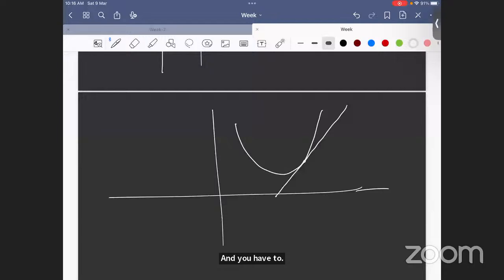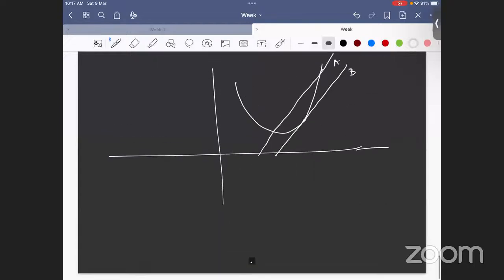Is this a tangent? Which of them is a tangent, A or B? B. B is a tangent. Yeah, B is a tangent, right? Anybody has any doubt in this? Tangent and all, it's like a pretty simple concept. Is there any doubt in this? No, right? No doubt, sir. Okay.